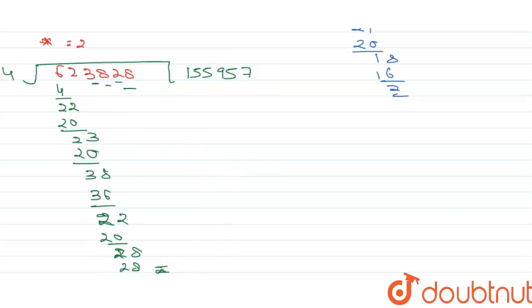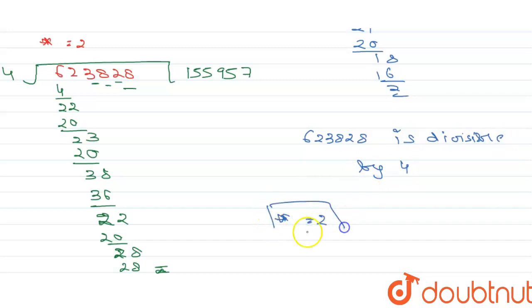Therefore, we clearly see that 623828 is divisible by 4. So the value of star will be equal to 2, which is our required answer.